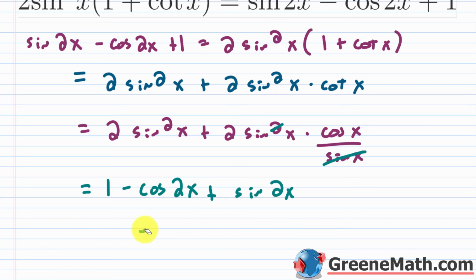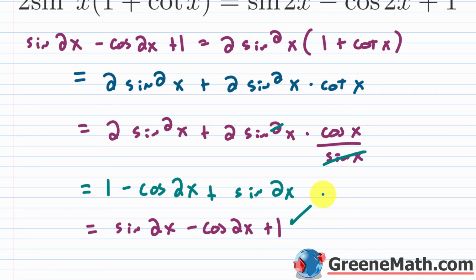Let me get rid of this, and then you could just reorder it to make it match this guy right here exactly. So I'm just going to say that this is equal to, you'll have your sine of 2x, and then minus your cosine of 2x, and then lastly, plus 1. And so we verified our identity. Let me just put a check mark to show we're done.